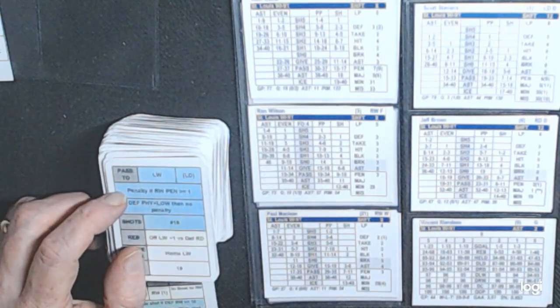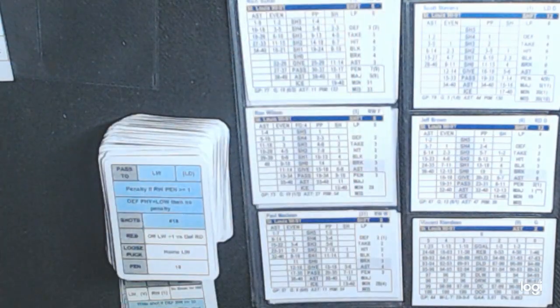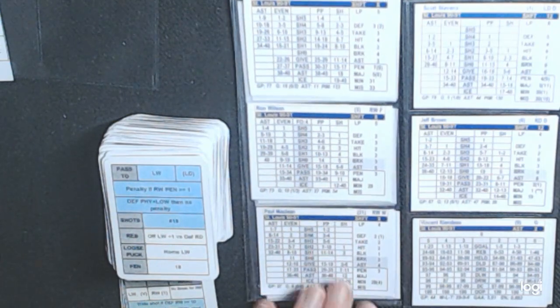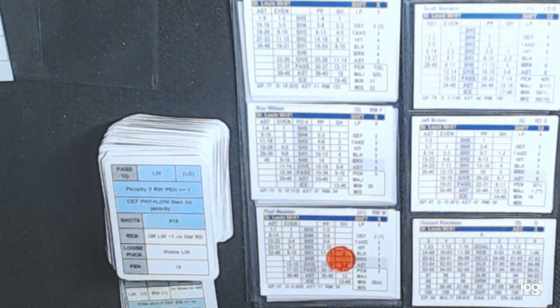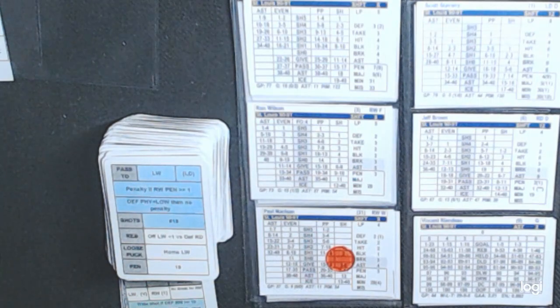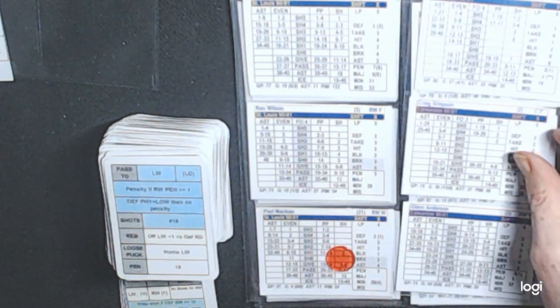Penalty if right wing's penalty is one or more. So I always go left wing, centre, right wing, even though they're all right wings or forwards. So Paul McLean is the right wing in this case. So I put a chip on there to let me know that Paul McLean could possibly have a penalty. So then I will continue.